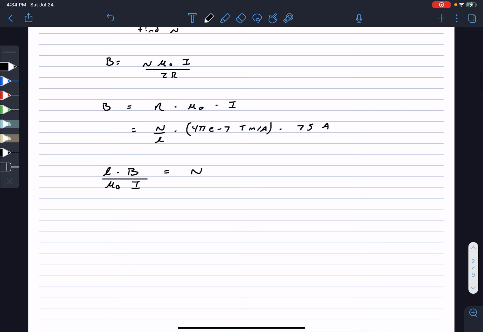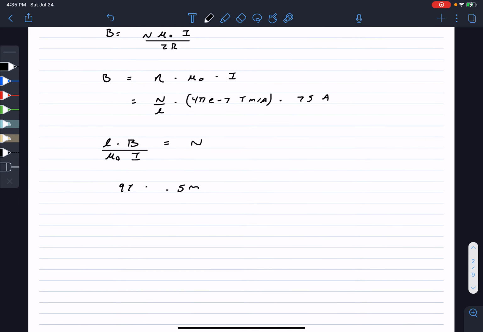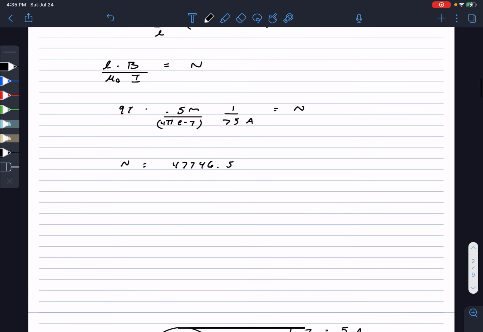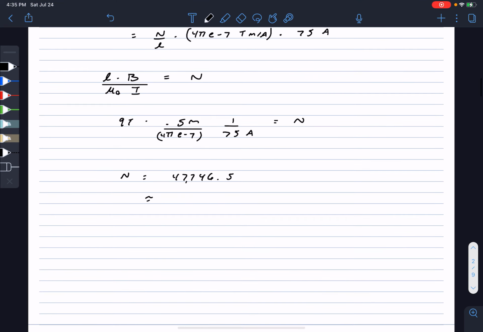And so we have 9 Tesla times 0.5 meters, just double checking that, over mu naught, which is 4 pi e to the negative 7, and our current is 75 amps. That should give us a value that we can reasonably use. So what did I get? I got 47,746.5 turns, or approximately 48,000 turns.